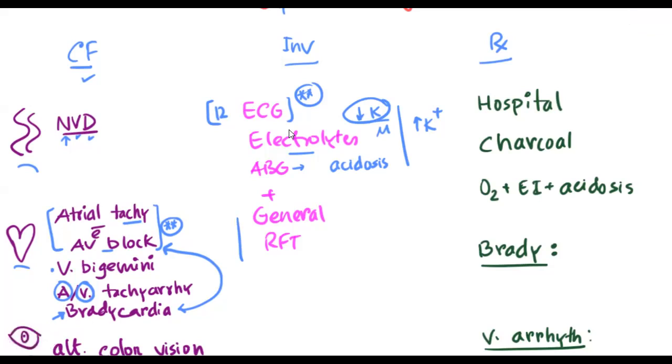Treatment: hospitalize the patient and put him on a cardiac monitor. If the patient presents within an hour of taking an overdose of digoxin, you have to give activated charcoal. The patient should have correction of any hypoxia and correction of electrolyte imbalances, such as hypokalemia and hypomagnesemia. And we also need to correct the acidosis.